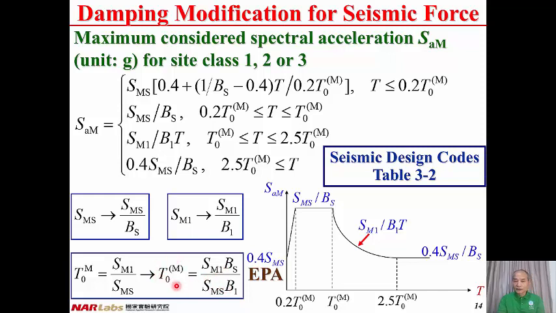With the corner period, the relationship can be divided into 4 segments. The first one increases linearly with the structural vibration period T. The second one is a constant spectral acceleration. The third one, it decreases and inversely proportional to the vibration period T. The fourth one is the lower bound for the maximum considered spectral acceleration.